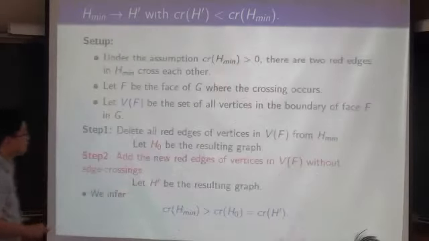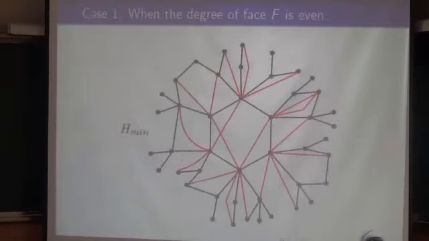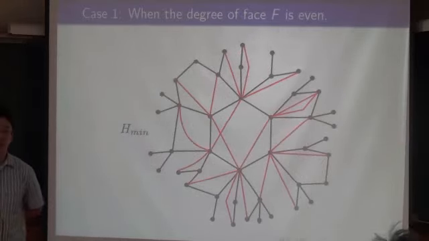So the important issue in this proof is step 2. We want to add the new red edges of vertices in V_F without edge crossings, right? How can you do that? That will be the issue, right? Okay, so we need to think about two cases based on the parity of the degree of the face F.